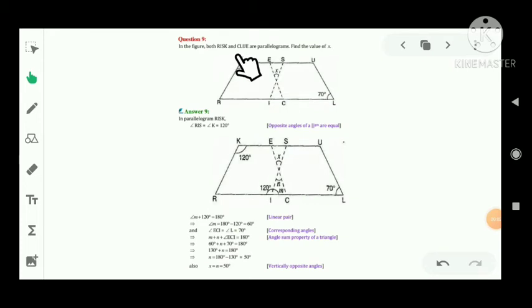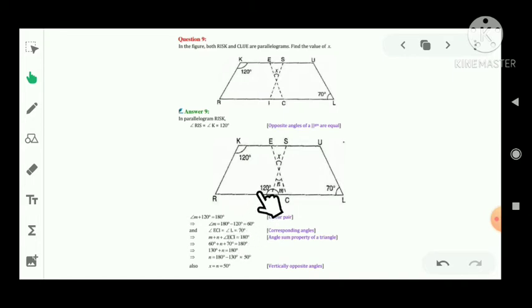In this figure, two parallelograms are given. The first one is RISK, second one is CLUE. And in this figure, we have to find out the value of x. Let's see the first parallelogram, that is RISK. You can see K's value is given, that is 120 degree. That means what will be the value of I? I value will be also 120 degree, because in the parallelogram property, opposite angles are equal to each other. That means angle RIS will be 120 degree.